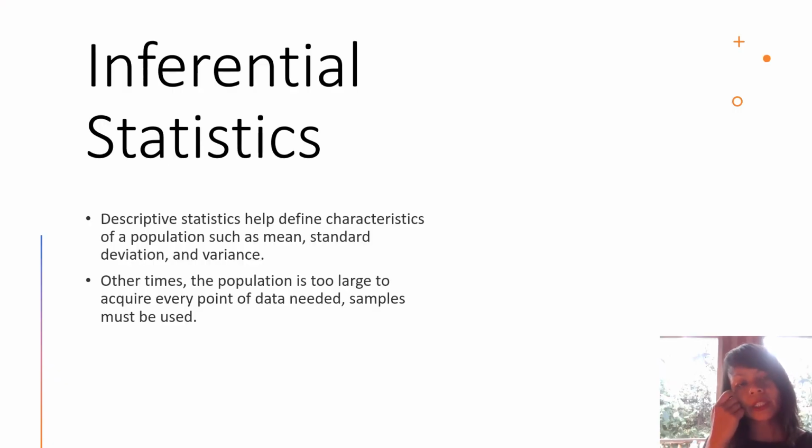Next, we look at inferential statistics. Descriptive statistics help to define characteristics of a population like mean, standard deviation, and variance, and so on. Other times, the population is too large to acquire every data point needed, so samples must be used. For example, if you want to look at all of Canada's population, everybody that lives in Canada, that would be too many data points, and that's not feasible. It's not reasonable to get. Then you need to have a sample of it, like part of the population.